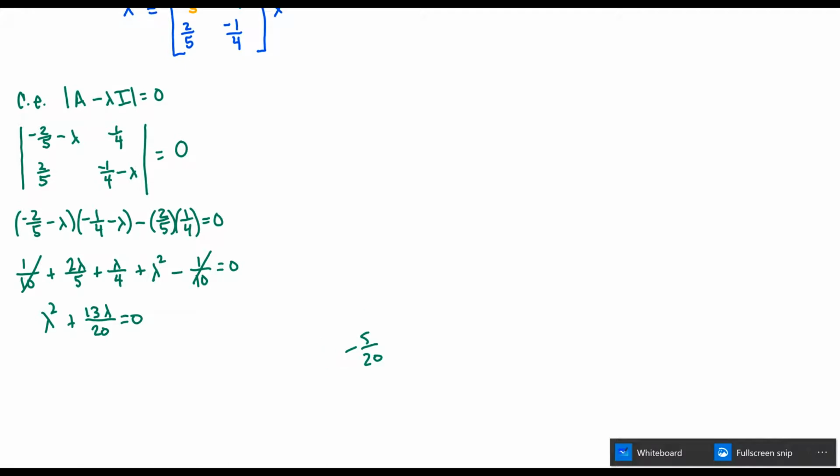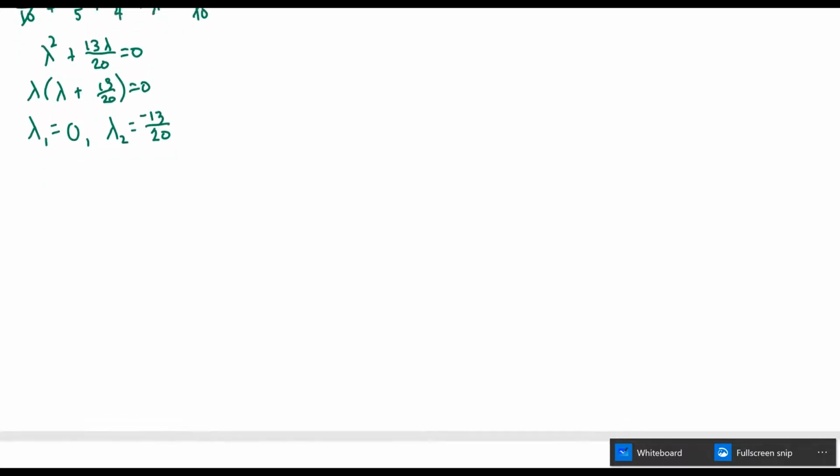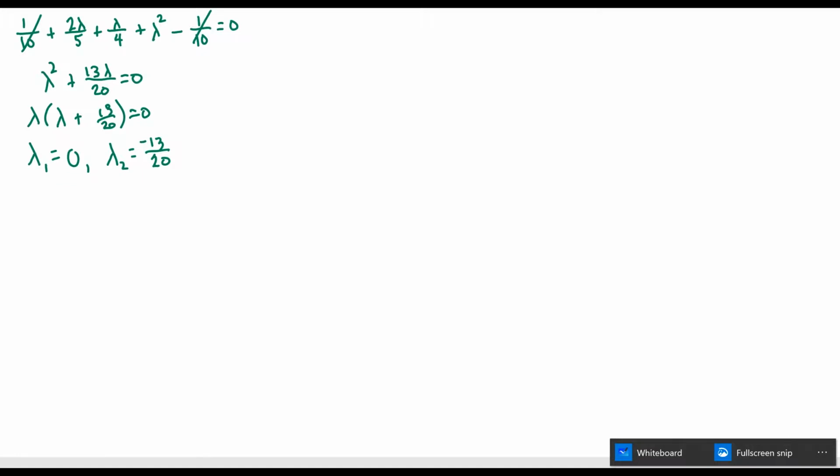I can factor out the greatest common factor, lambda. And we're going to get two distinct eigenvalues. Let's call lambda sub 1, 0, and we'll call lambda sub 2, negative 13 over 20. So those are our two eigenvalues. We need to find corresponding eigenvectors. So I'm going to try and use all my space here. And let's find lambda 1. Our first eigenvalue is lambda sub 1 equals 0. We need to find its corresponding eigenvector.